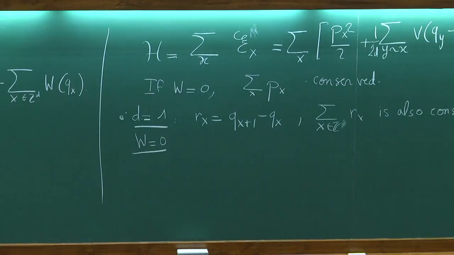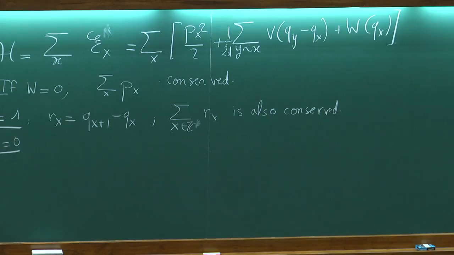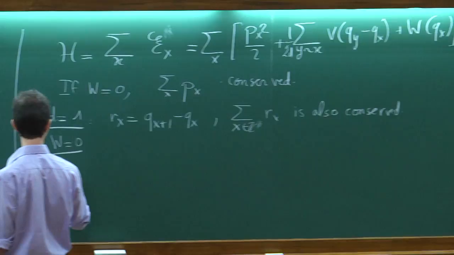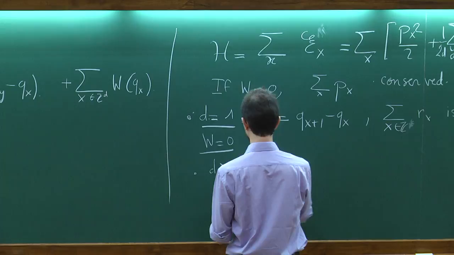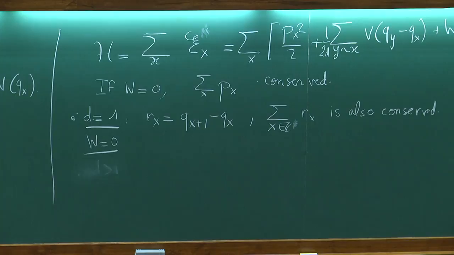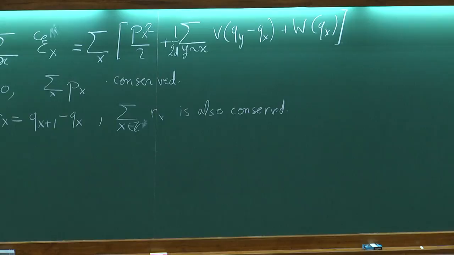If you write the Euler equations, I will write the Euler equation like in Herbert's lecture, it is written with three conserved quantities. You have to take into account these conserved quantities. And if you are in dimension bigger than 1, then of course you cannot do the same, and you don't have these conserved quantities. So you can have three conserved quantities in dimension 1 if you have no pinning, but if you have pinning, you have essentially one conserved quantity, which is the energy.